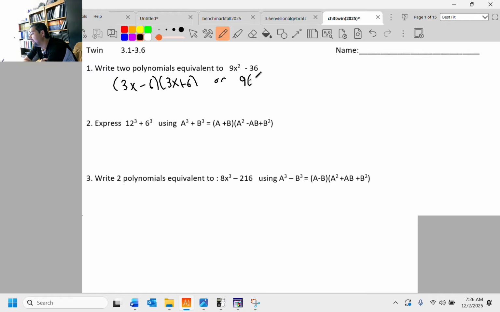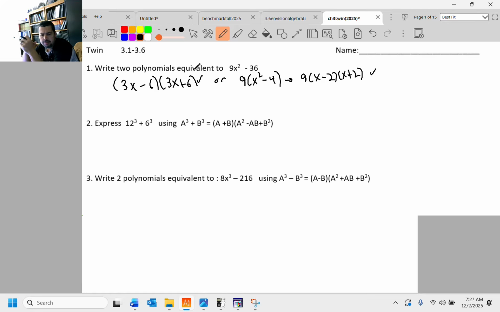Or you could pull the 9 and make this look like x squared minus 4, because 36 divided by 9 is 4, kids. Which would factor as 9 times x minus 2 times x plus 2. So there's your two equivalents that I'd be looking for on a problem like that.